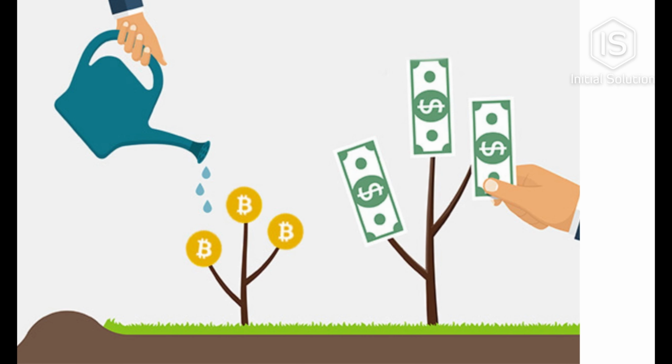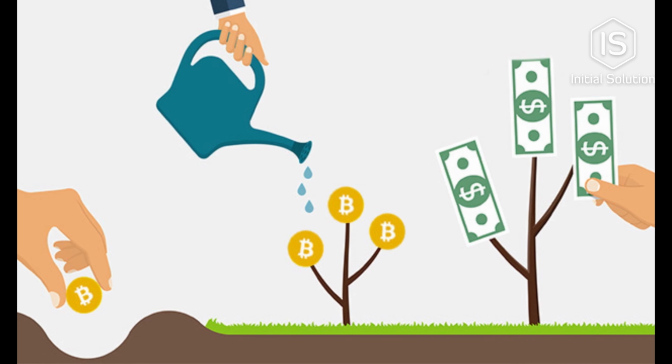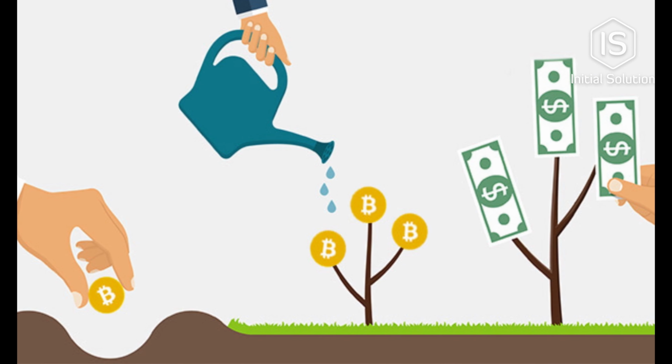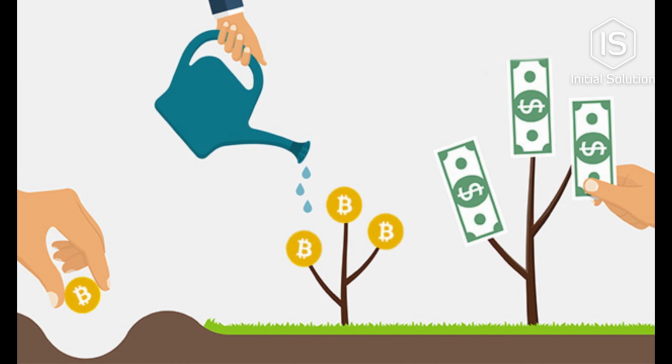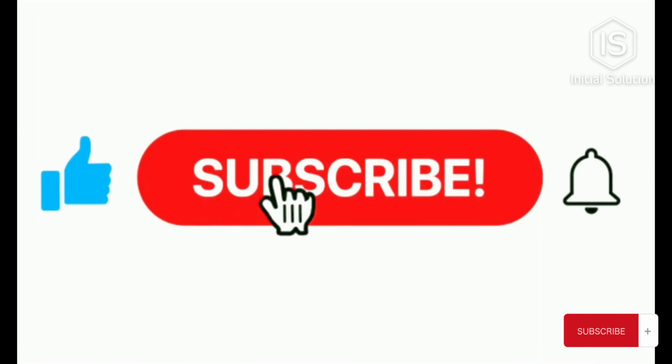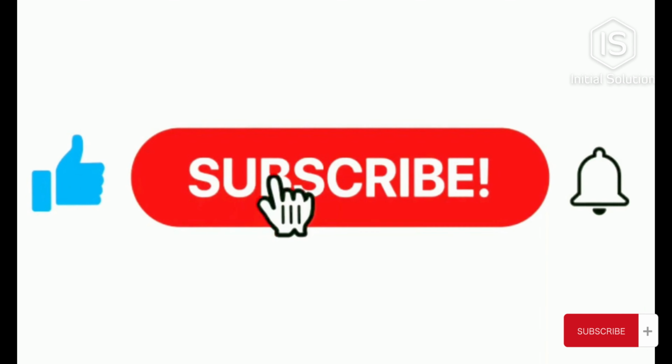Engage with your audience. Build a loyal fan base by responding to comments and engaging with viewers. Remember, monetization might not bring significant earnings initially. Focus on creating valuable content and growing your audience first. So, guys, this is how you can get monetization on YouTube.